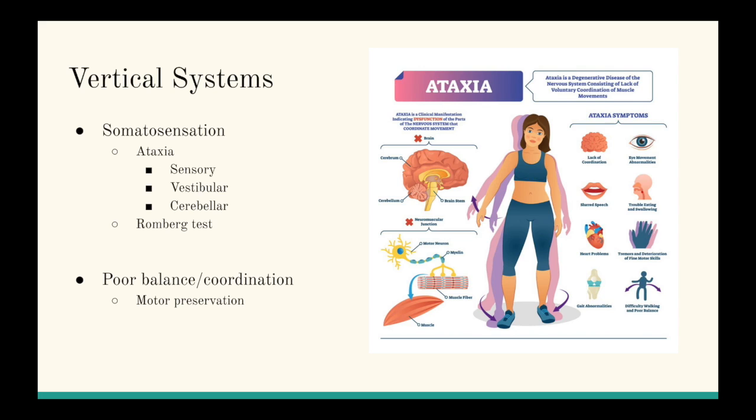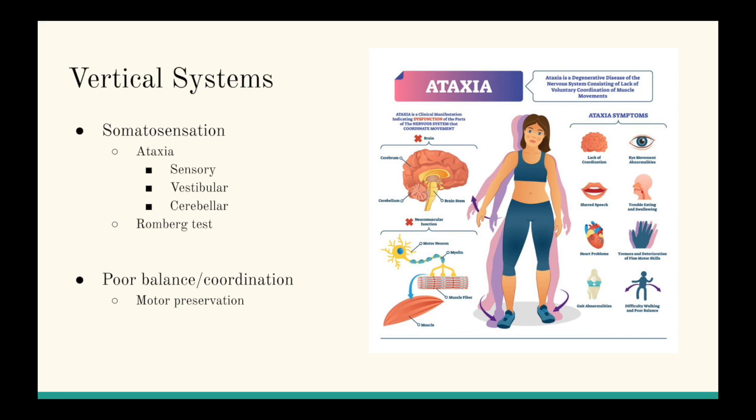Another main concept is vertical systems. This includes somatosensation. A big part of this is ataxia, and ataxia is impaired coordination that is not caused by weakness, spasticity, or contractures. It is a common disorder to all lesions of the cerebellum. Ataxia can impact gait, trunk stability, and movements of lower and upper limbs, and abnormal eye movements.